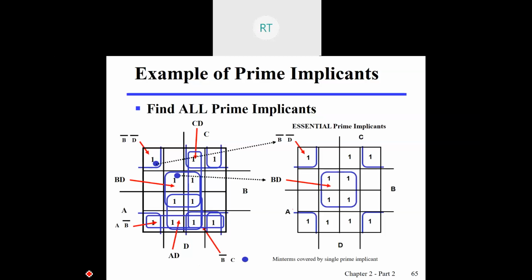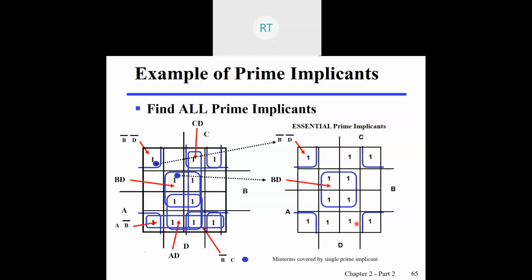How about I look at these two now? I have two ways to cover them. I can either take these four or I take these four. Since these two have two ways to be covered, they are not called essential prime implicants. Okay? So only the two essential prime implicants are this square and this.